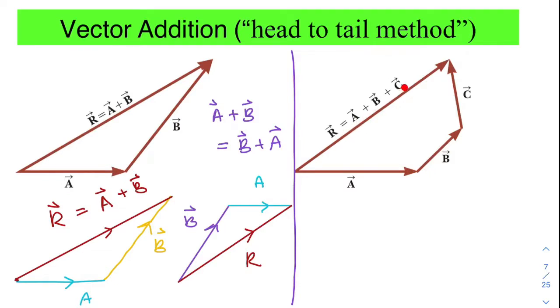Okay, next one is this figure, where you have three vectors. R is the sum of A plus B plus C. Okay, so tail to tip method. Let me show you how to get this.